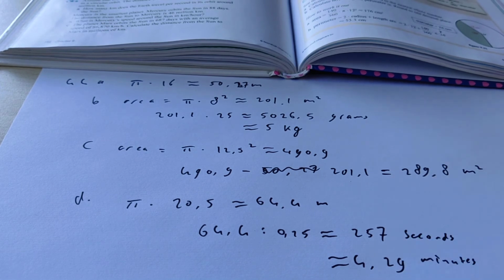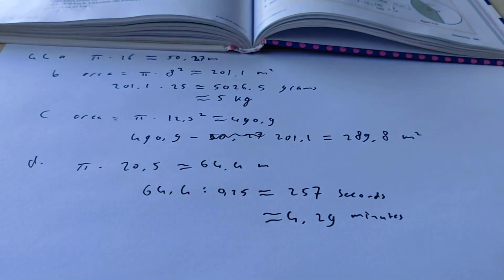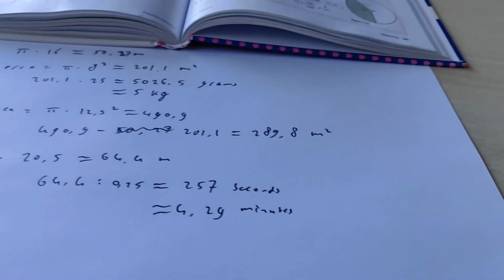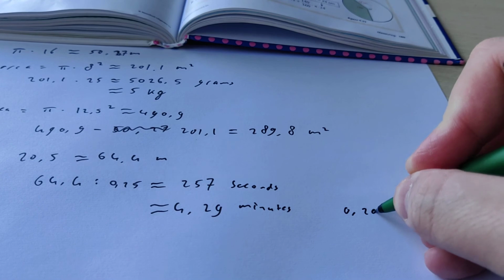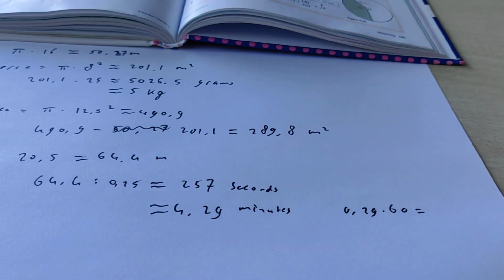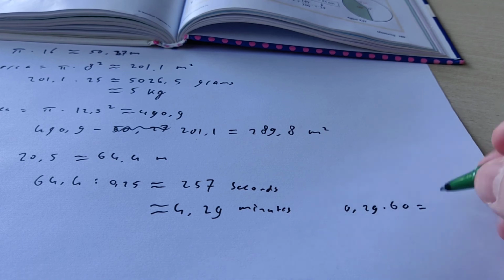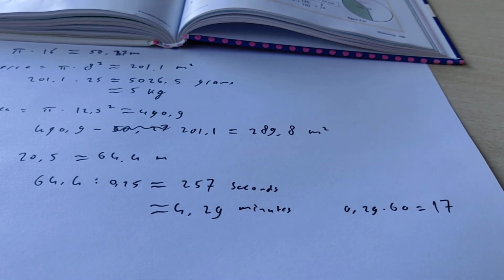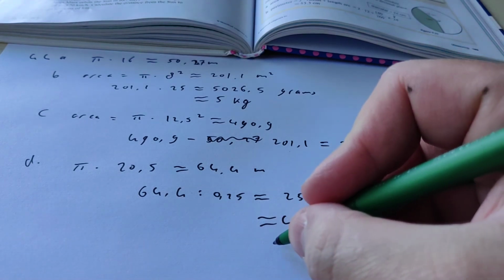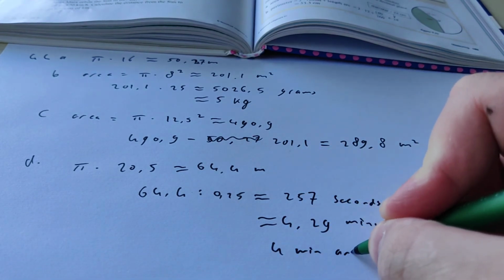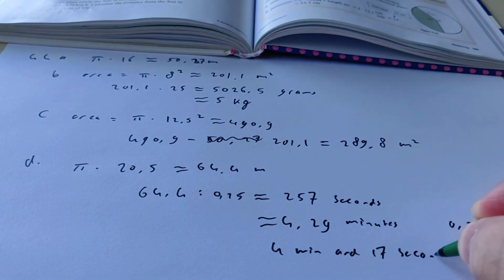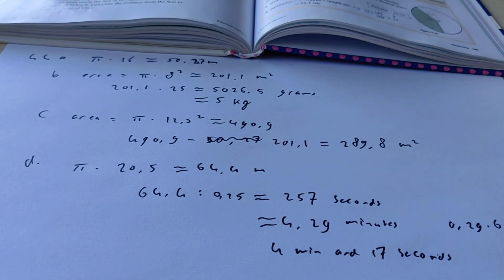But I don't really like this. I want to say how many seconds that is. So I'm going to do 0.29 times 60, because then I know how many seconds that is. 0.29 times 60, rounded off, is 17 seconds. So the answer here is 4 minutes and 17 seconds. So this is the answer for exercise 44, a very difficult exercise, but hopefully you were able to understand it. Thank you for watching, and bye-bye.